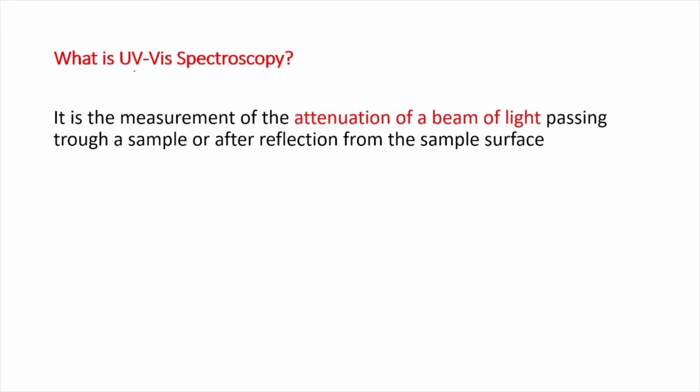What is UV visible spectroscopy? It is actually a measurement of the attenuation of a light beam passing through a sample or after reflection from the sample surface. So suppose this is the sample and you pass a light beam of intensity I0 through this sample. Some part of the light energy will be absorbed by the sample and the rest will be ejected out from the sample. So the light energy that comes out from the sample is of intensity I.